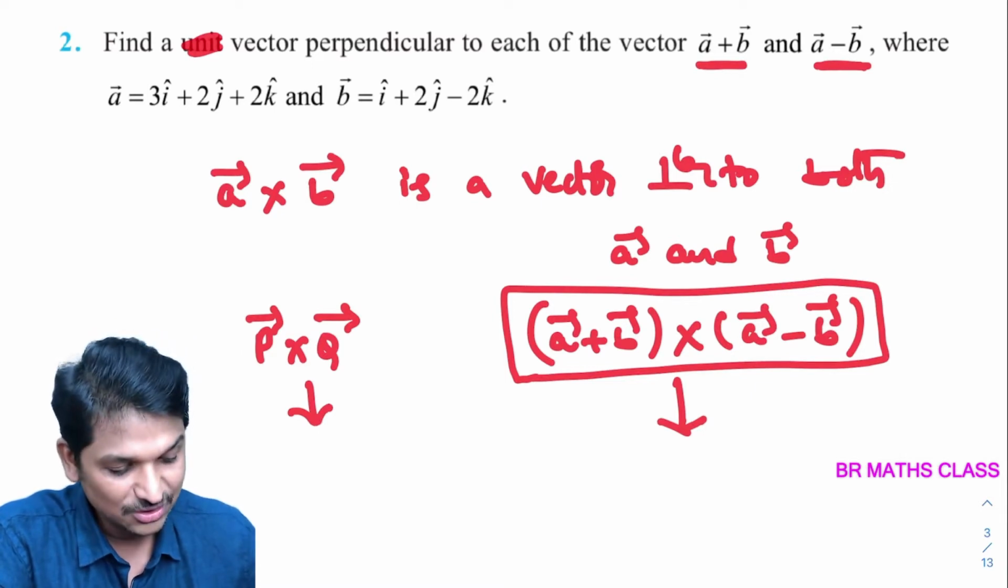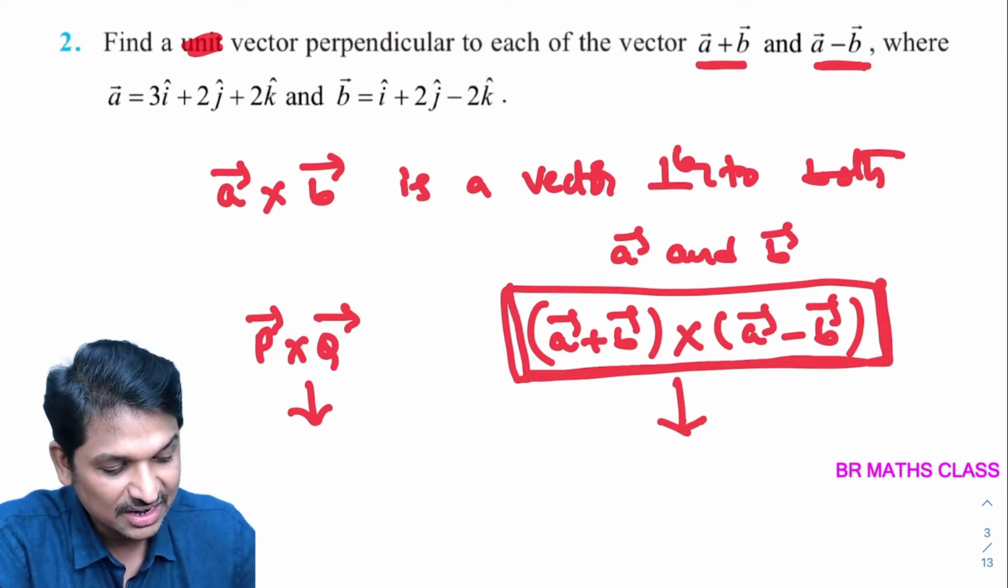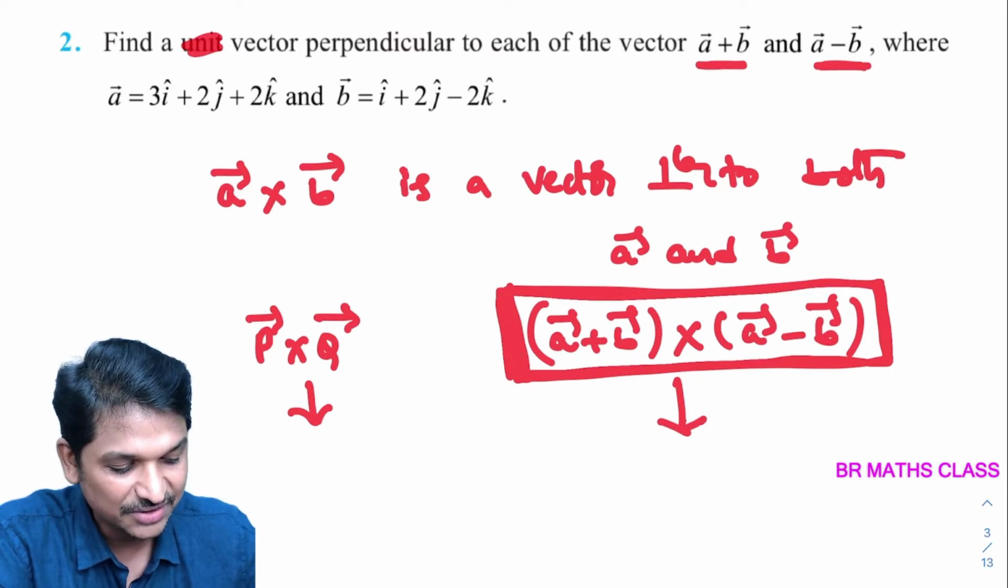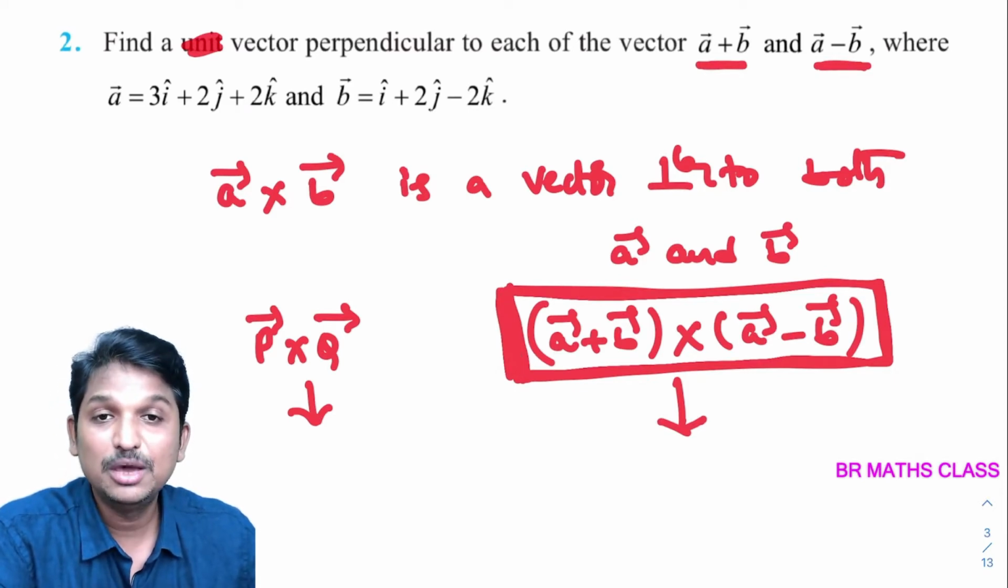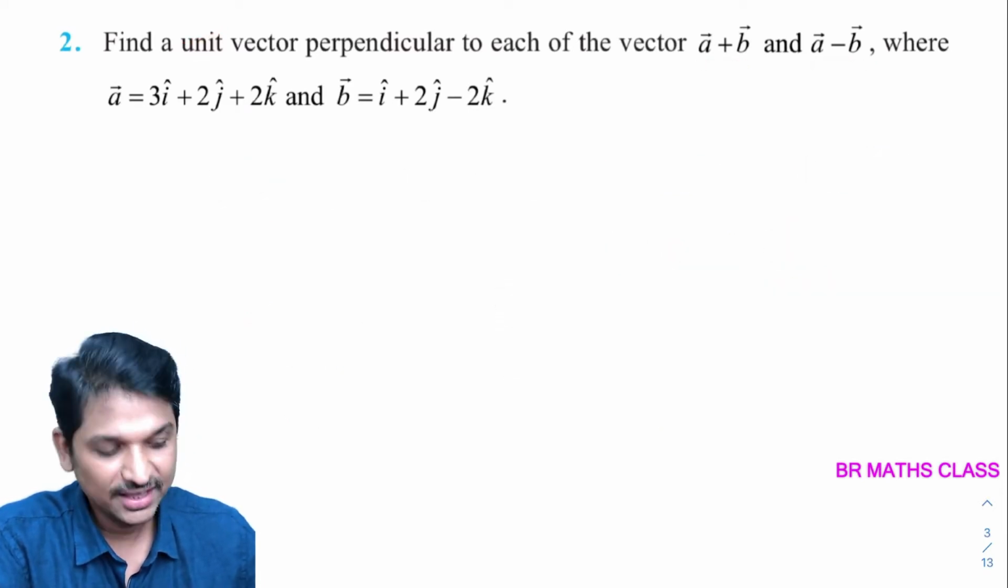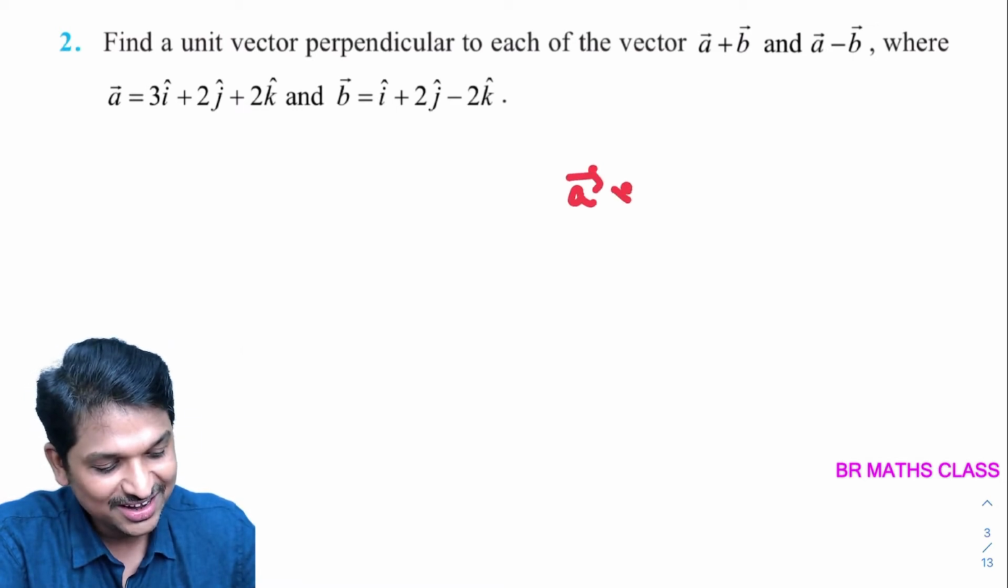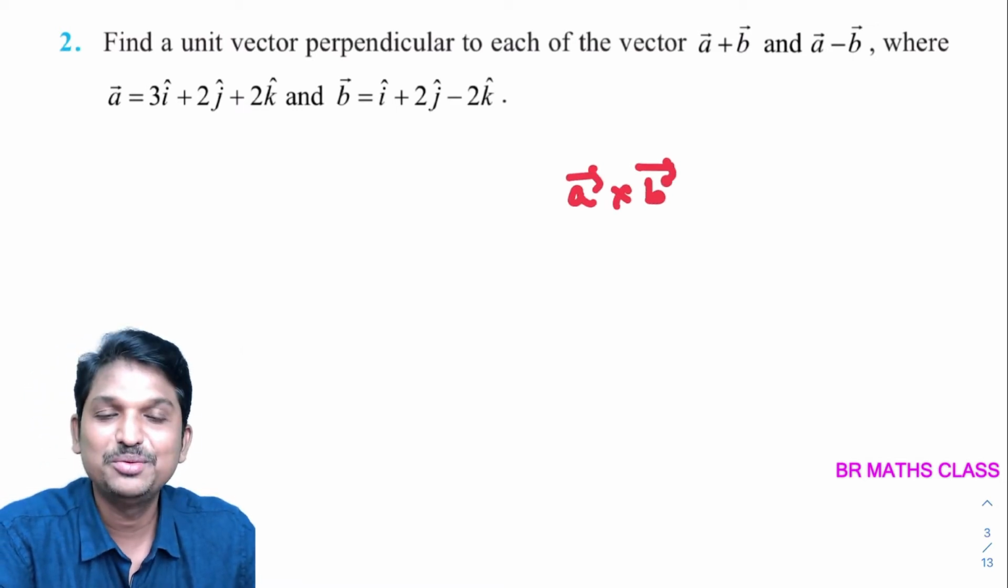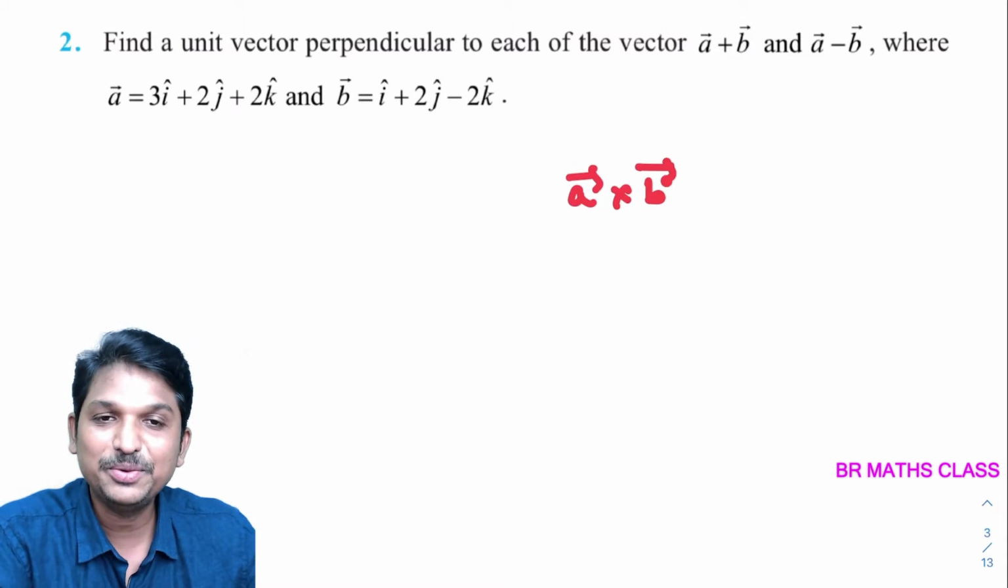bar minus b bar? You observe here, a bar plus b bar cross a bar minus b bar. It is the vector which is perpendicular to a bar cross b bar. Okay. You see here, a bar cross b bar. What is a bar cross b bar? It is a vector perpendicular to a bar as well as b bar.